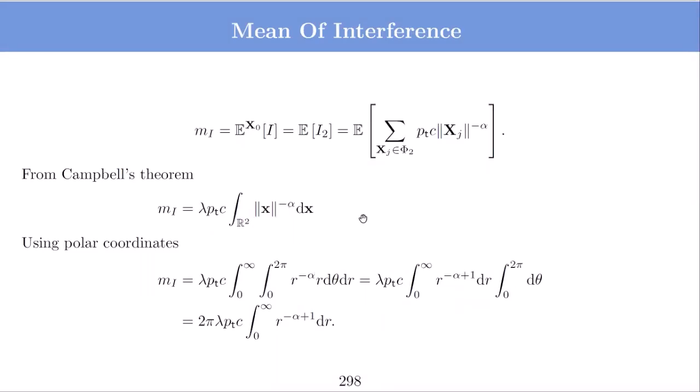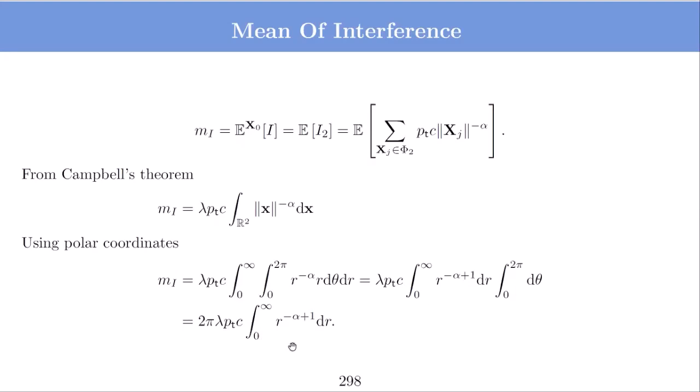To further solve it, I can use polar coordinates because this is a function that depends on distance. If I use polar coordinates, norm of x becomes r, dx becomes r dr d theta, and the integration becomes from 0 to infinity for r and 0 to 2 pi for theta. This is not a function of theta, so that will just become 2 pi, and this will become r to the power of minus alpha plus 1 dr. And then there is a lambda P t c.